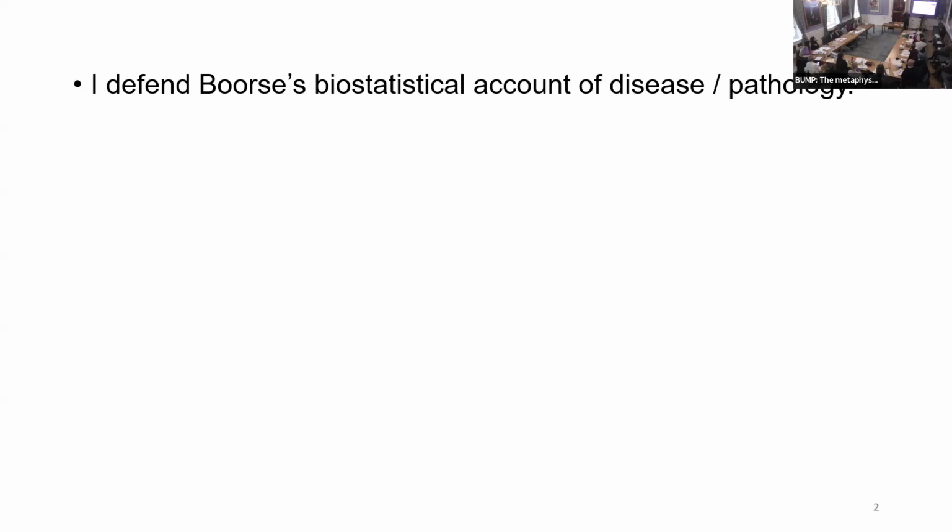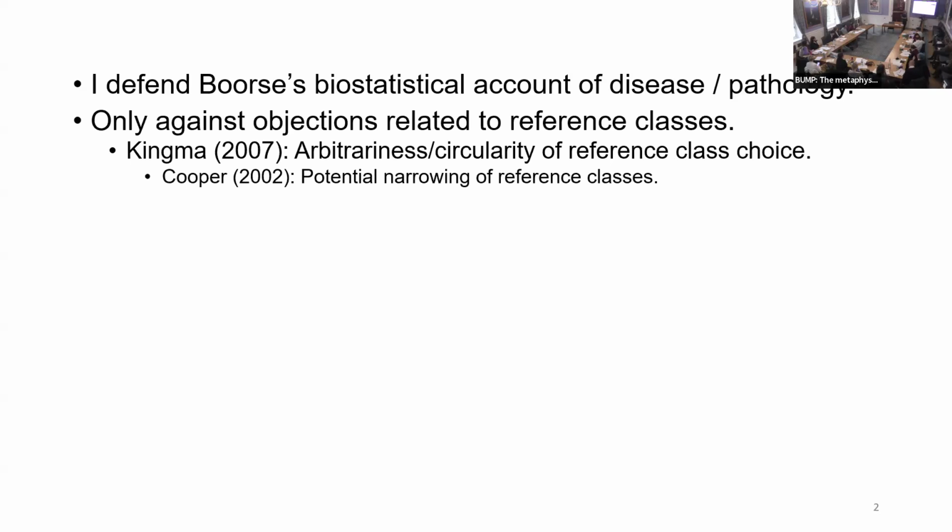Okay, so my aim is to defend a prominent view on disease, Christopher Boorse's biostatistical account of disease or pathology. I'm only aiming to defend it against objections related to choice of reference classes. I'm also going to be criticising some of Ursuline's work in a previous life in 2007. So I'm going to be defending it against criticisms that Ingler has made of Boorse's account, and similar things, but I think less clearly stated, have been said by Rachel Cooper previously. So there are other objections, but I'm not going to talk about those at all. I'm just going to defend Boorse against the reference class objection.